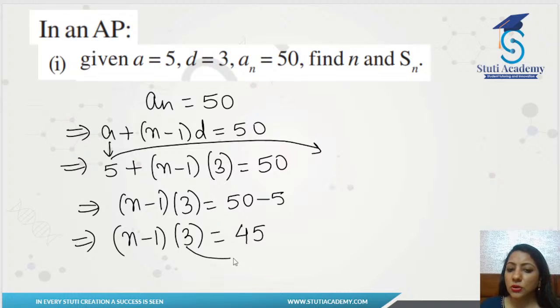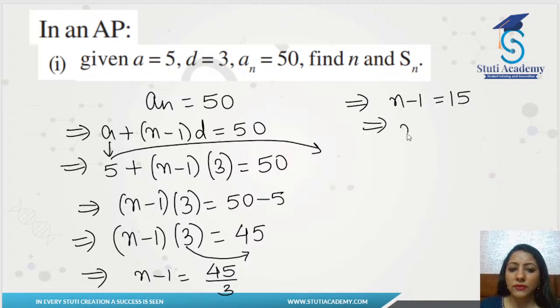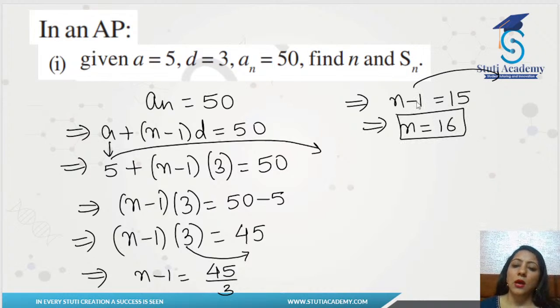Now 3 if we take on the other side, this will go in the denominator. So we'll get n minus 1 is equal to 45 upon 3. So this can be written as 15. So we have n minus 1 is equal to 15. And finally we have n as how much? 16. Minus 1 will go on the other side and n will become 16. So now children, we have already solved for the first part, that is n is equal to 16. That we have already done.